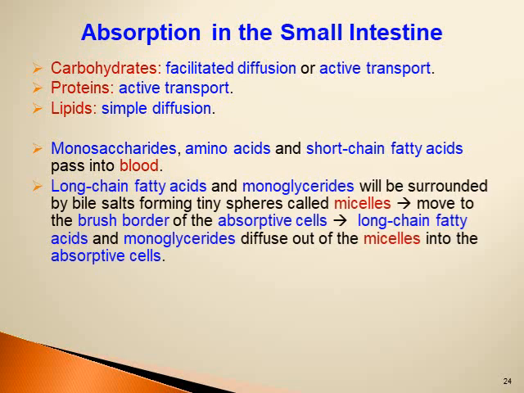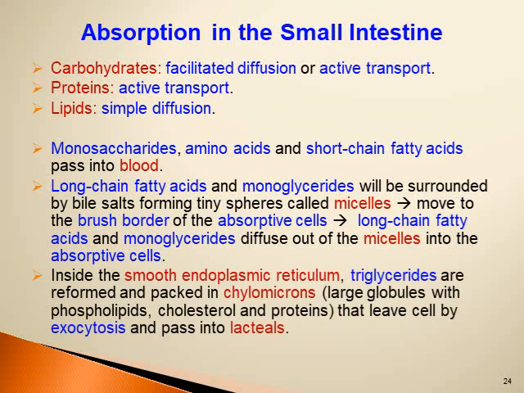Long chain fatty acids and monoglycerides will be surrounded by bile salts, forming tiny spheres called micelles. They will approach the brush border of the absorptive cells. Then the long chain fatty acids and monoglycerides will diffuse out of the micelle into the absorptive cell. So the micelle will act as a transport vehicle from the lumen of the small intestine to the brush border.